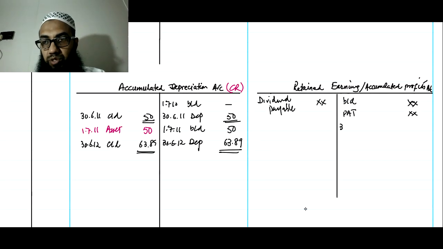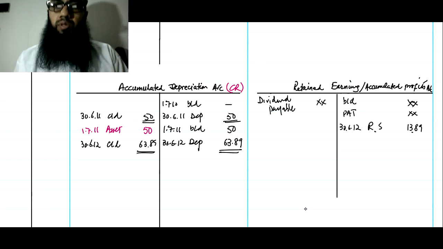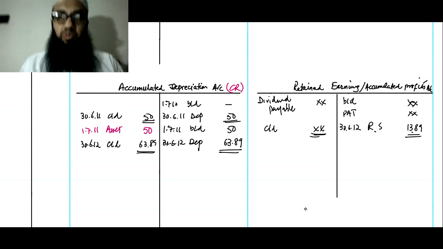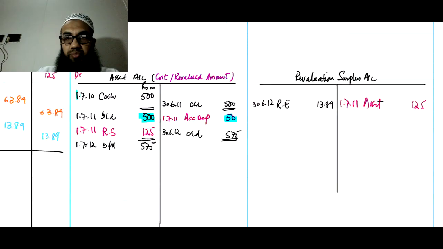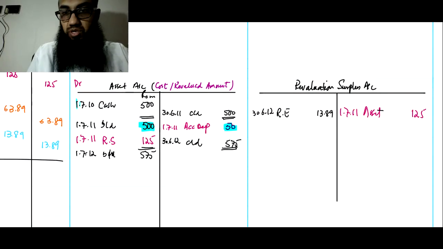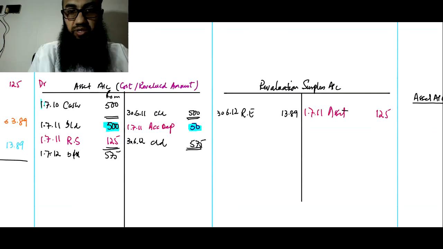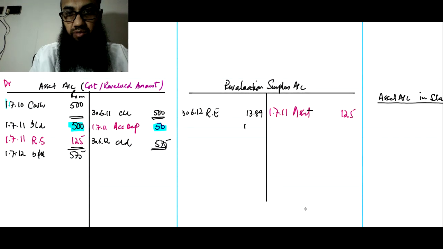So on 13th June 12, revaluation surplus debit, retained earnings credit 13.89. I cannot bring the carried down over here because of the loss of transaction. But revaluation surplus will have the carried down, which also came from our working: 111.11. If we see, 125 minus 13.89, 111.11 carried down on 30th June 12.